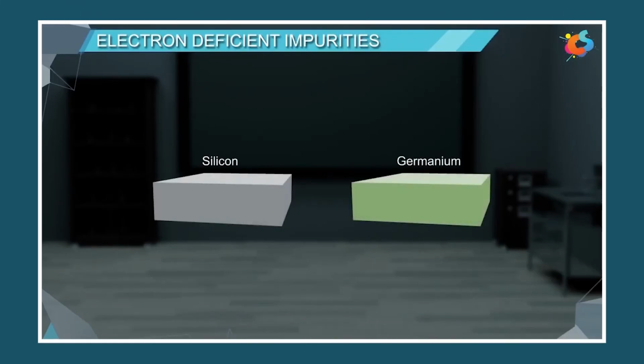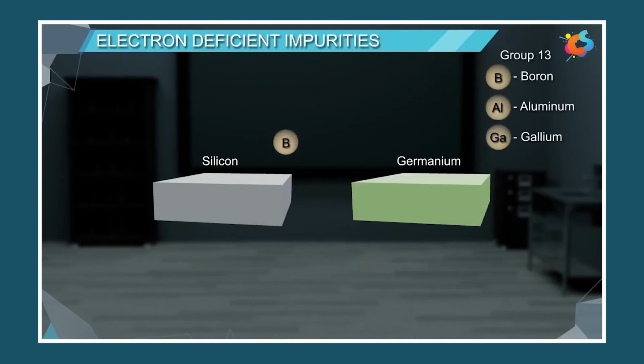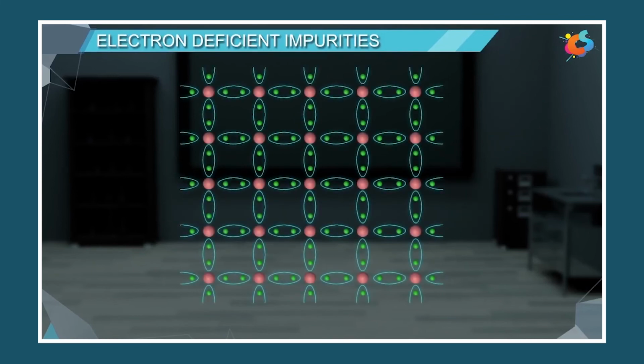When silicon is doped with some group 13 elements, some of the positions in the lattice are substituted by the atoms of group 13 elements. Group 13 elements have only 3 valence electrons. Thus, they form only 3 covalent bonds with 3 silicon atoms. One of the valence electrons of the silicon remains unpaired. This causes an electron vacancy or electron hole in the system.